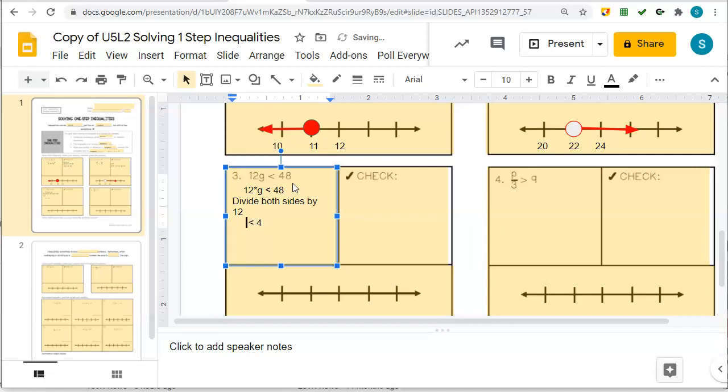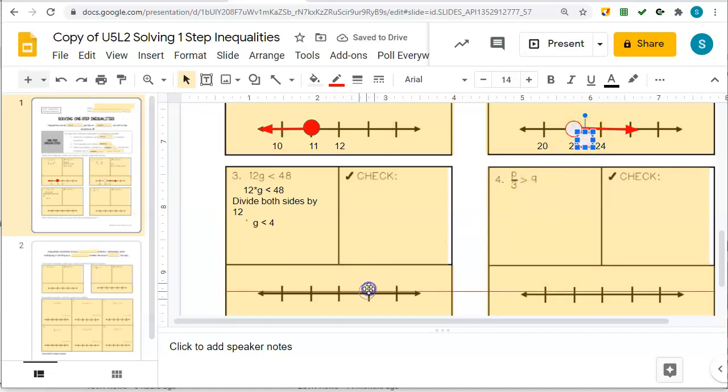And it's auto-capitalizing for me, so I'm just going to put a little single quote here, so that way it does not capitalize for me. So we need g is less than 4. That means we need an open dot, just like we have here. We need to decide where 4 is going to be. So let's make this 1, 2, 3, 4.